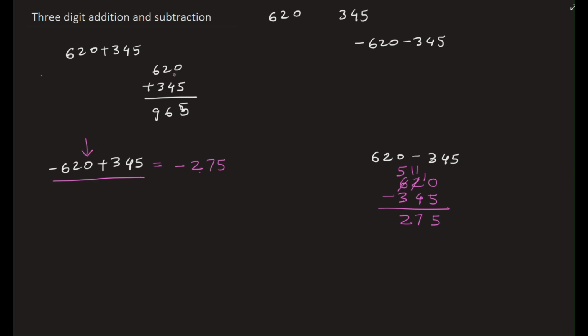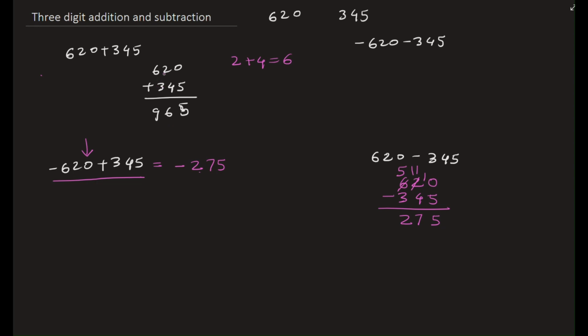Then I have this addition, 620 plus 345. So I write one below the other, 0 below 5, 0 and 5 in one line, the units place, then the tens place 2 and 4, then the hundreds place 6 and 3. So in the units place I have 0 plus 5, which equals 5. In the answer I have 5 in the ones place. In the tens place I have 2 and 4. So 2 plus 4 equals 6. So in the tens place I have 6.